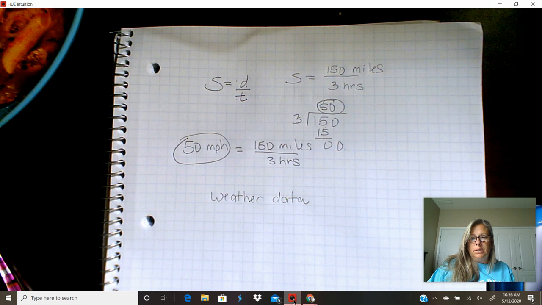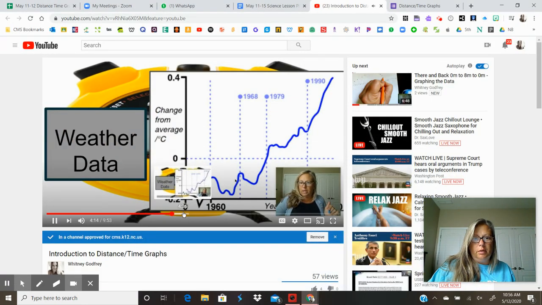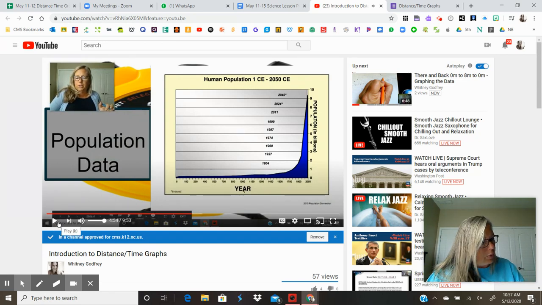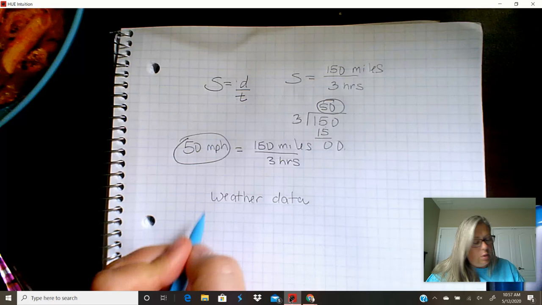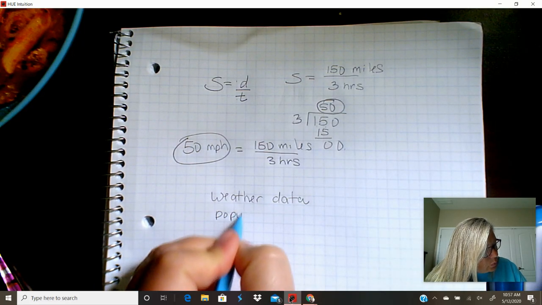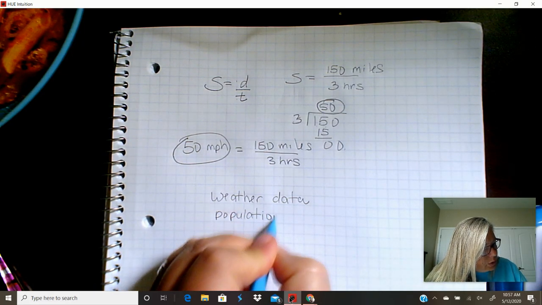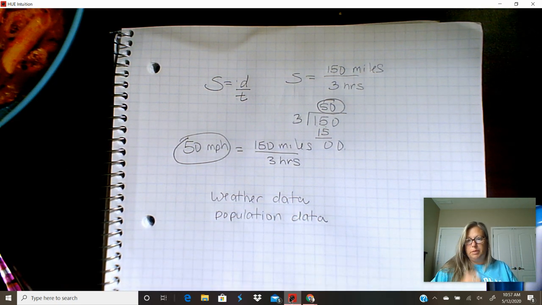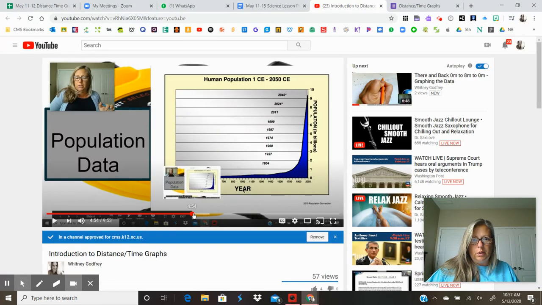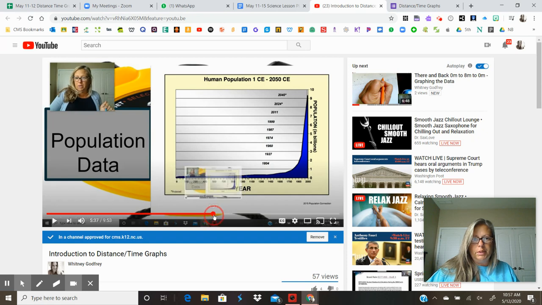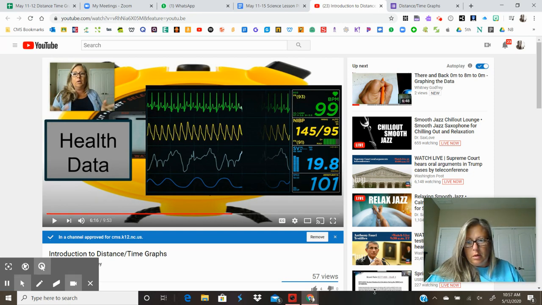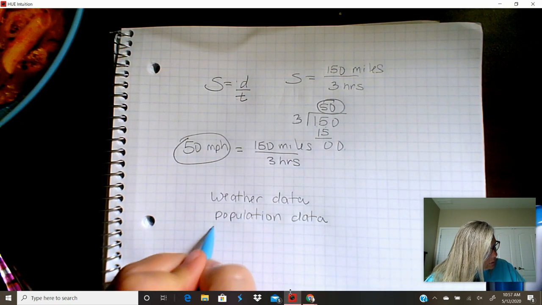Maybe clicking through a little bit to see what else comes up. Oh, all right, this one shows population data. I'm going to pause it and go back over to my paper and write down population data. So sometimes taking notes would be a good idea when you're watching videos and doing the assignments, especially when it's brand new things. All right, let's go back to the video and let's click through a little bit more, see what else comes up. Health data, there we go. So now I have 3 of the 4 kinds.